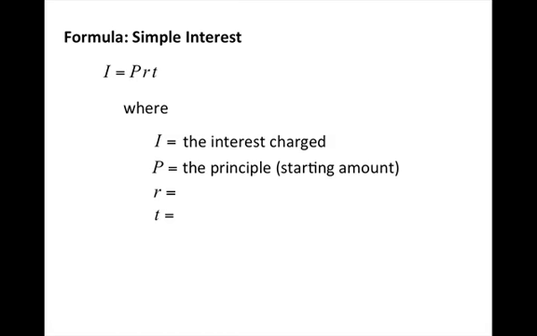Let's now look at the formula to compute simple interest. The simple interest formula is I equals P times R times T. In this formula, I is the interest charged. P is the principal, that's the amount of money that you start with. R is the interest rate. And T is time, and time is always calculated in years. In all the formulas we're going to use in this entire module, time will always be calculated in years. If you're given time in either days or months or weeks, you have to convert that to years.